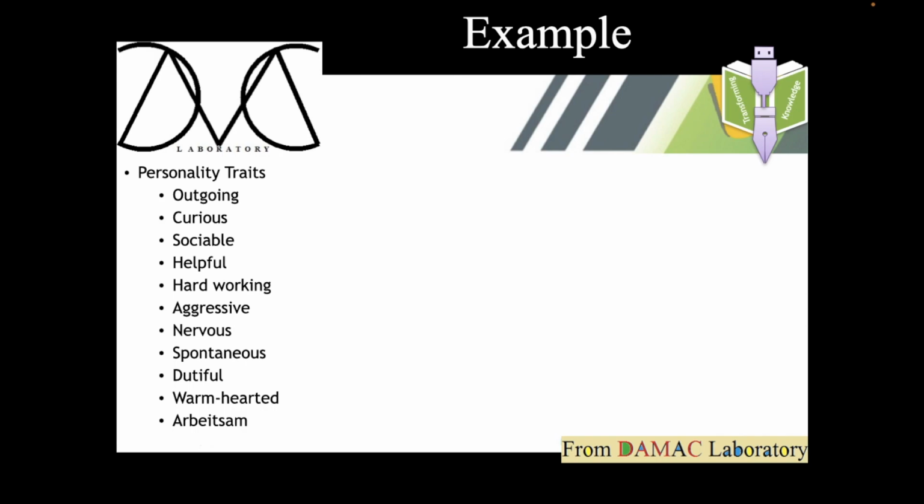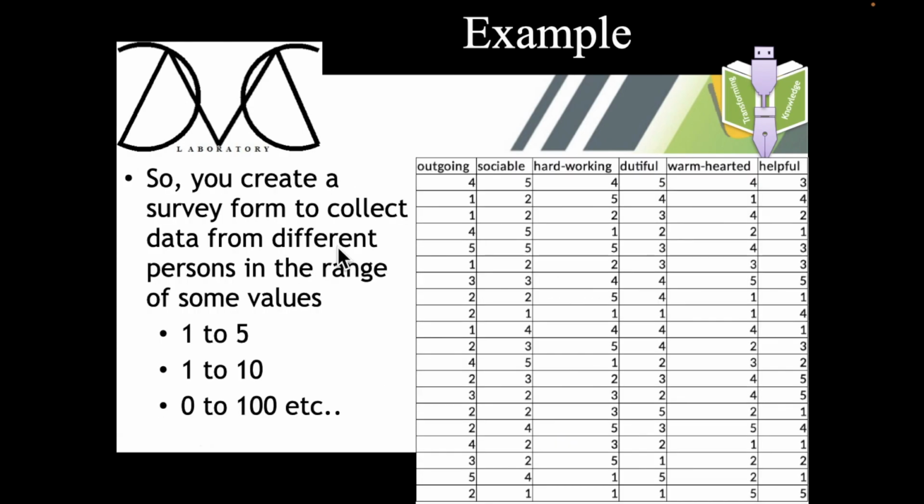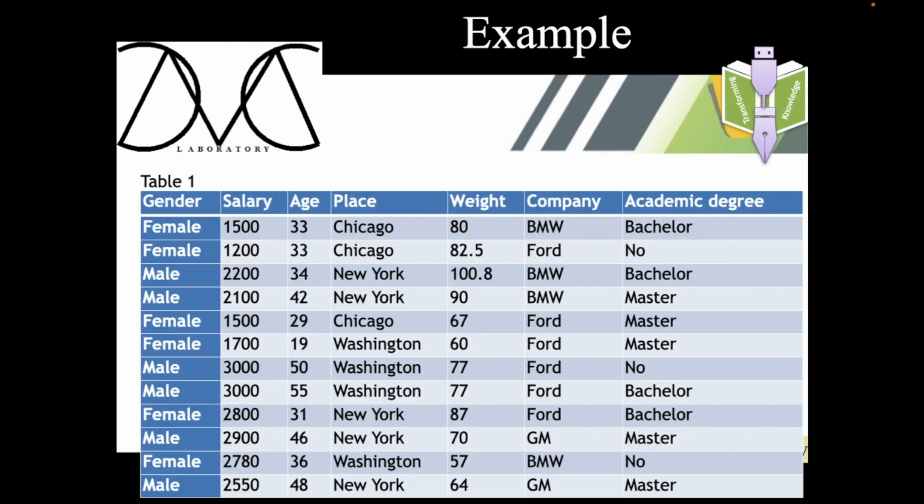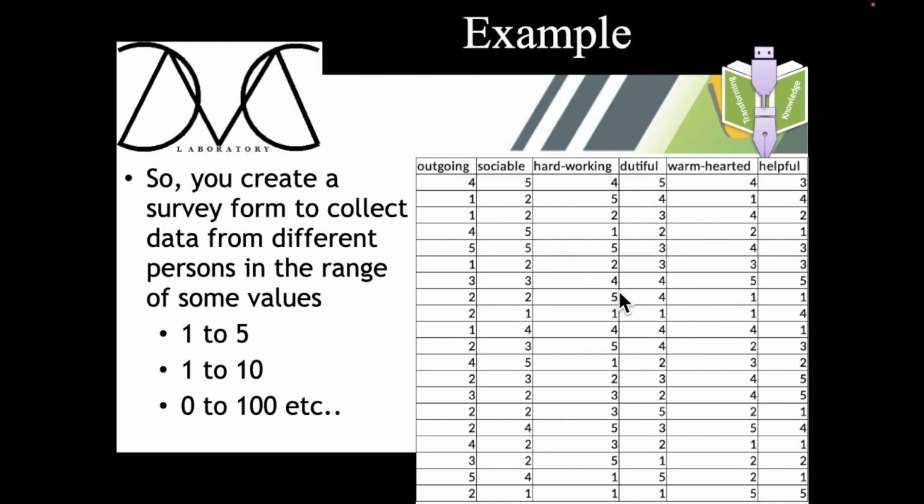So we have many of these kinds of personality traits. We are not making it too difficult. What we are doing is creating a data set of 6 columns and 20 rows. That means 20 rows correspond to 20 different persons who gave the feedback, and these are the values of their feedback: for outgoing, social, hardworking, dutiful, warm-hearted, helpful. So these are the values they have given in that survey form, right? Now, this data, these are all numeric, right?